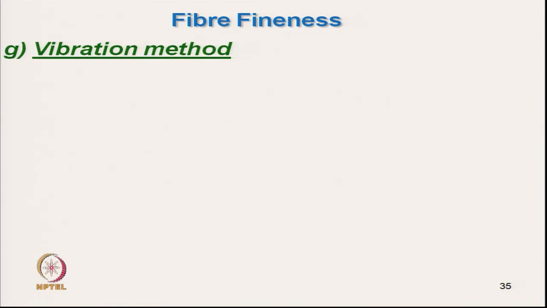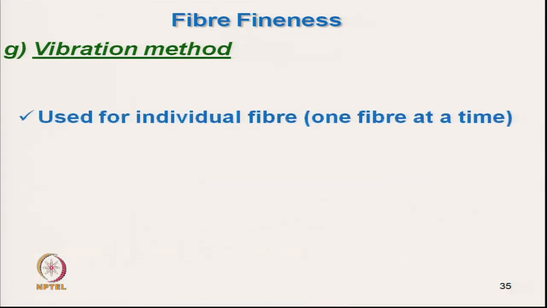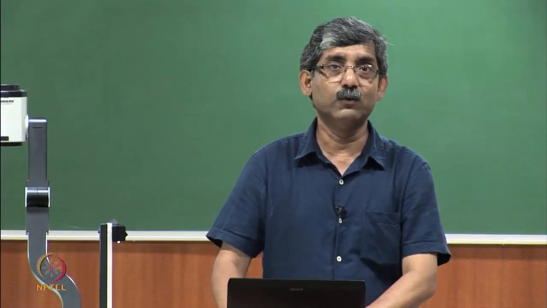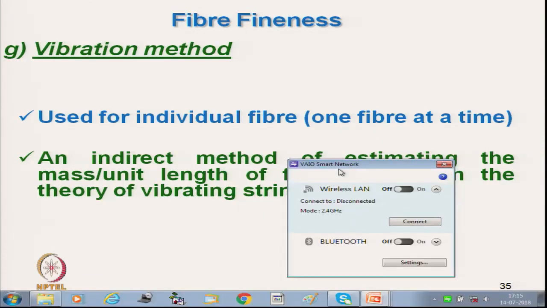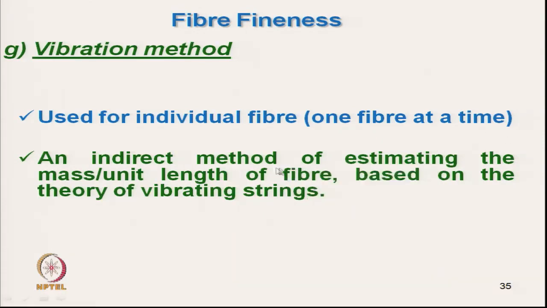The next method is the vibration method. Here we use the basic principle of vibration of a rod, and this method is used for an individual fiber, one fiber at a time. In earlier methods we have seen it is a mass of fibers. This is the only method where we use a single fiber for measuring the mass per unit length. Here we directly get the mass per unit length, an indirect method of estimating it by using the basic theory of string vibration.